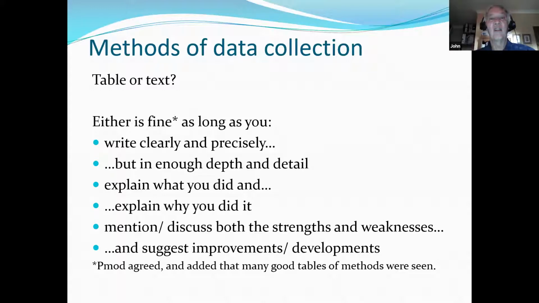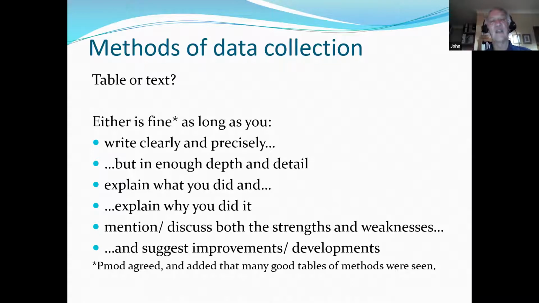The headings here should be methods of data presentation. Oh no, it's not. This is when I'm thinking about when you're describing your techniques, what you did and why you did it. Should you use a table or a text? Some people use tables and have what I did, why I did it, where I did it, and so on in the different columns of the table. It does mean you're a bit limited in how much you can write.